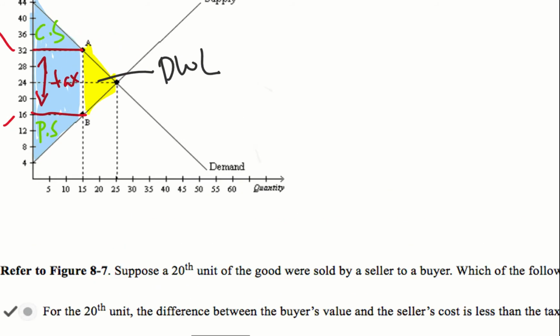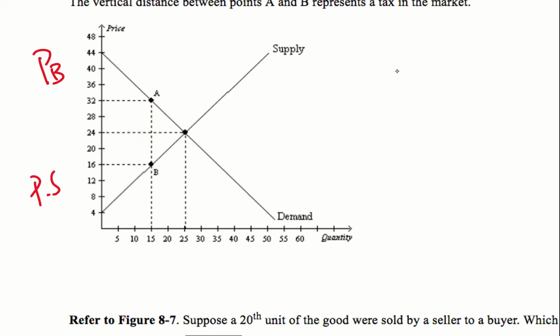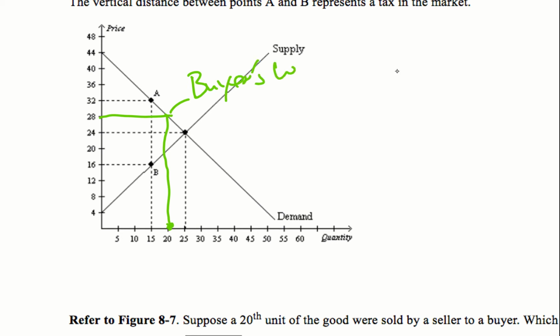All right, so looking for the 20th unit. Let me just erase this. This is in the way. Okay. All right, so for the 20th unit, which would be right here, this is the 20th unit. Now if you go up, it's supposed to be a straight line. You see right here, about $28, that looks like how much the buyer is willing to pay. So this is the buyer's WTP. And then at about $20, this looks like the seller's cost.